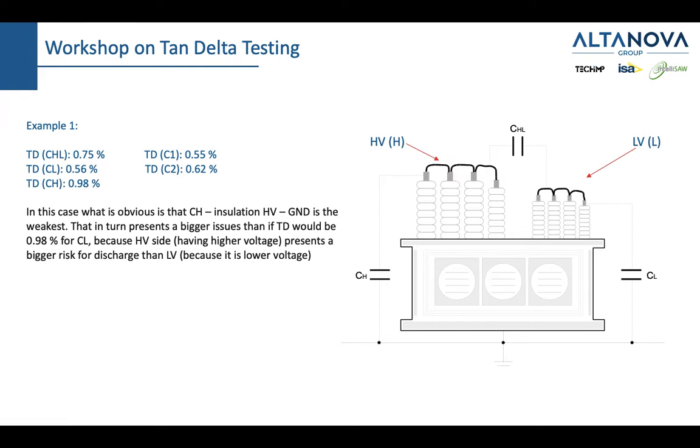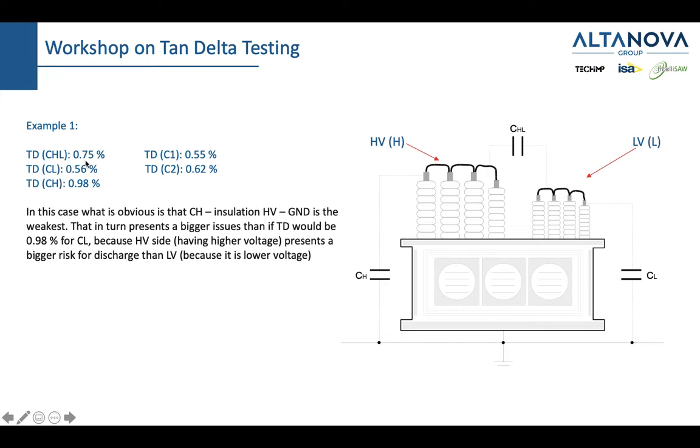So in example number one, if we have a transformer like this and we short circuit the primary and the secondary side, we create an equivalent scheme like we saw before. We have CH, capacitance between the high voltage winding and the ground, CL, capacitance between the low voltage winding and the ground, and CHL, capacitance between the high voltage and low voltage.